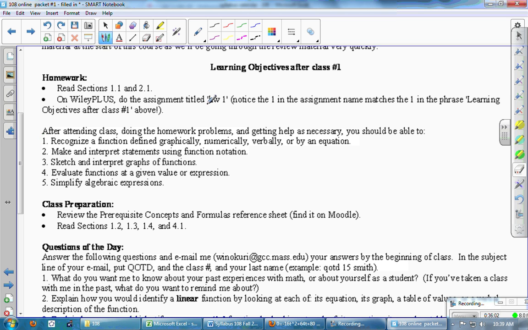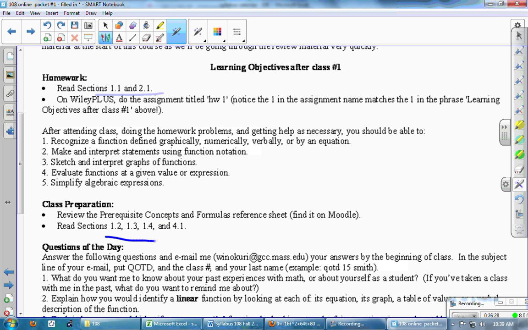Okay, next part, class preparation. This is the stuff that you're going to do to prepare for the next class. You're going to review the prerequisite concepts and formulas reference sheet. You'll find it on Moodle. And then you're going to read from your textbook these 4 sections right here. This is reading ahead.